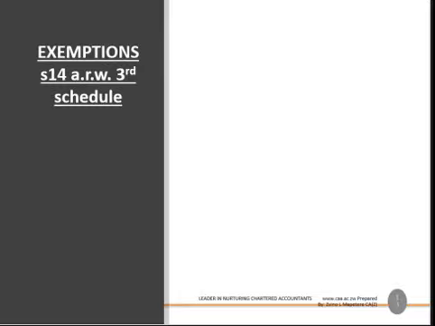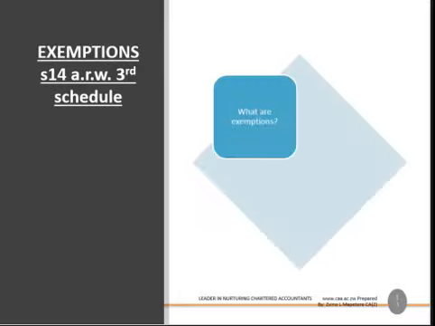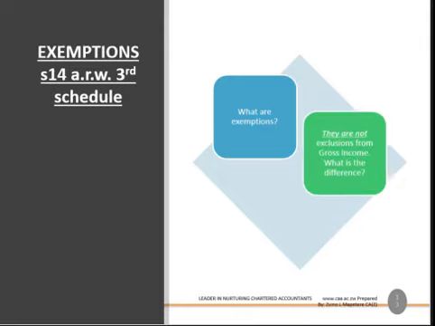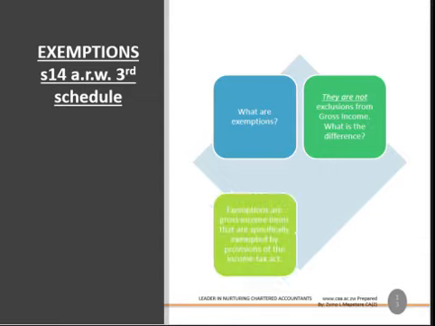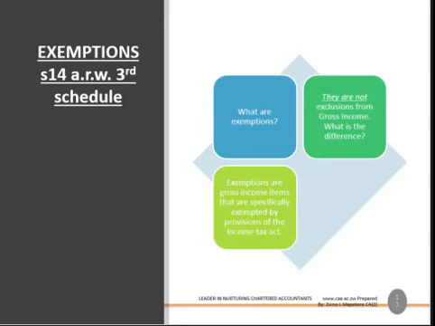So what is an exemption? Exemptions are different from exclusions. An exclusion is something that does not meet the definition of gross income under section 8. That is something that is excluded from gross income. In other words, for instance, a capital receipt. When you receive a capital amount, that amount is excluded from gross income. Whereas an exemption is something that first and foremost meets the definition of section 8. Agreed? But then is specifically exempted under the third schedule.